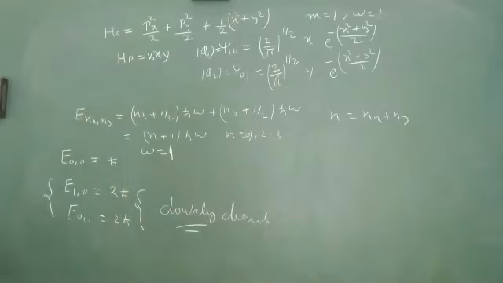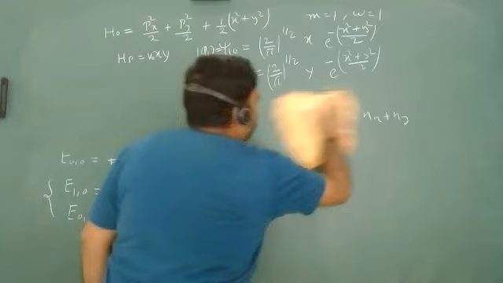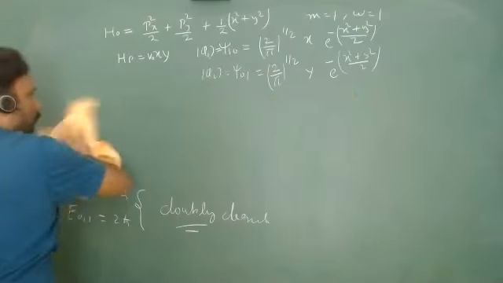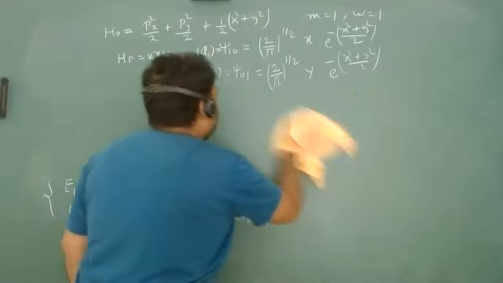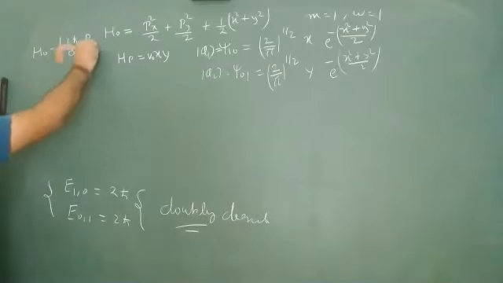So now please tell me what will be your H naught in diagonal form? 2h cut, 0, 0, 2h cut. Very good. That will be a 2 cross 2 matrix. So I can use this space: H naught is 2h cut 0 0 2h cut. Very good. How can you get this?